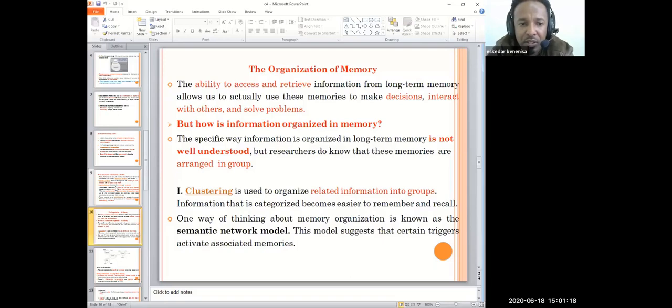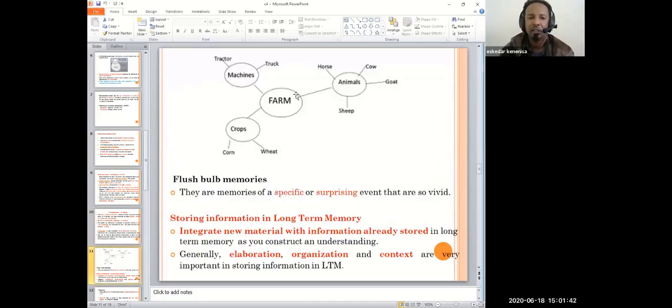The first one is clustering. Our long-term memory organizes or arranges related information into groups. This is called a semantic network. Look at this figure.